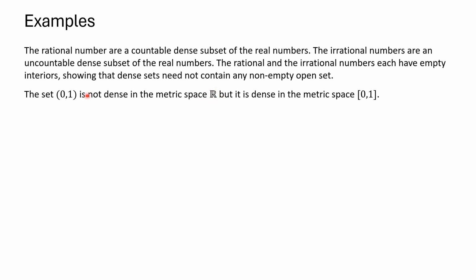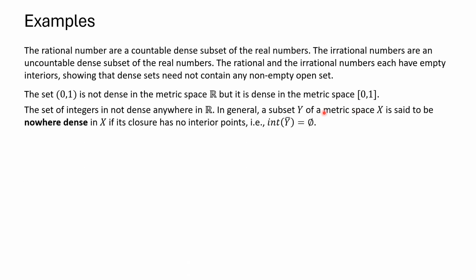Another example is the open interval from 0 to 1, which is not dense in the metric space R. It's easy to see. You can take a point like 2, 3, 4, and the interval 0, 1 comes nowhere near any of those points, so it's not dense. However, the open interval 0, 1 is dense in the closed metric space from 0 to 1, and we can see that the closure of the open interval 0, 1 is in fact equal to the closed interval 0, 1. So dense does depend on the enclosing set for your subset.